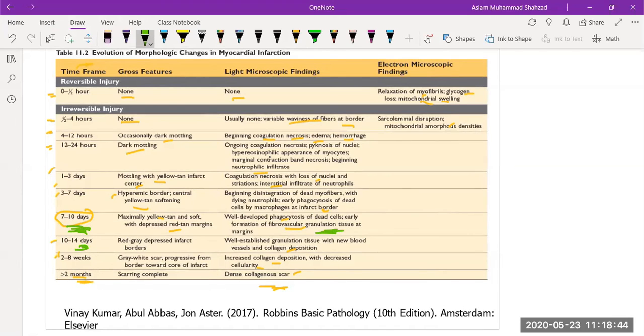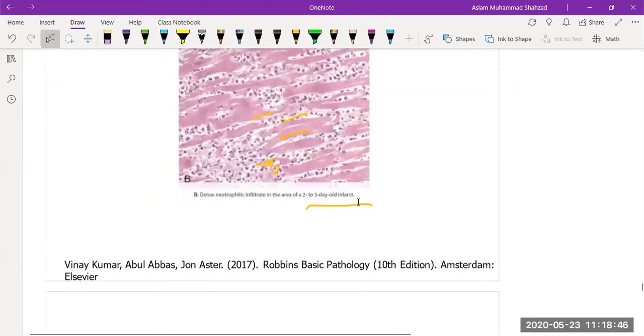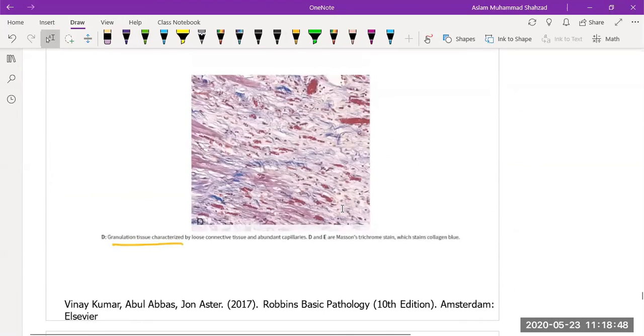So then if you take a look at these microscopic characteristics, you can take a look at this slide, and you can see the granulation tissue with loose connective tissue and abundant capillaries. This red structure, the red small and big, are showing you the presence of abundant capillaries, and they are expressed along with the loose connective tissue.